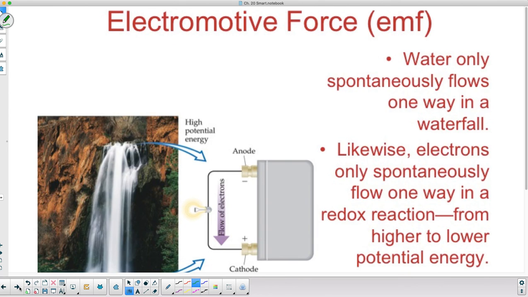Okay, that's it. This is 20.4 right here. Because this is 20.4 and we talk about electromotive force, EMF, we don't need to get into that now.